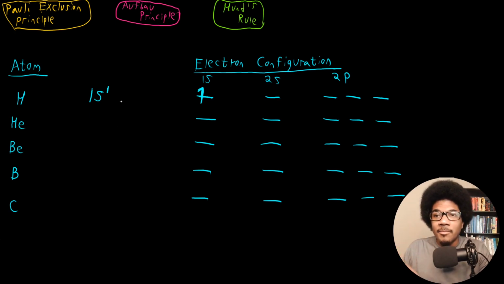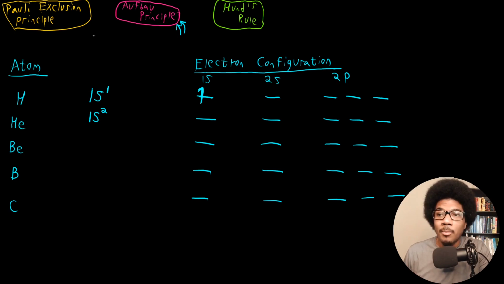Now for helium, this is where the Aufbau principle actually comes into play. What the Aufbau principle tells us is that just like you add protons to atoms to build up their atomic number, you're going to add the electrons in a similar way, but you're going to add the electrons in the lowest energy orbital possible, right? So for helium, its electron configuration would be 1s2. We're going to place that second electron in the 1s orbital with helium.